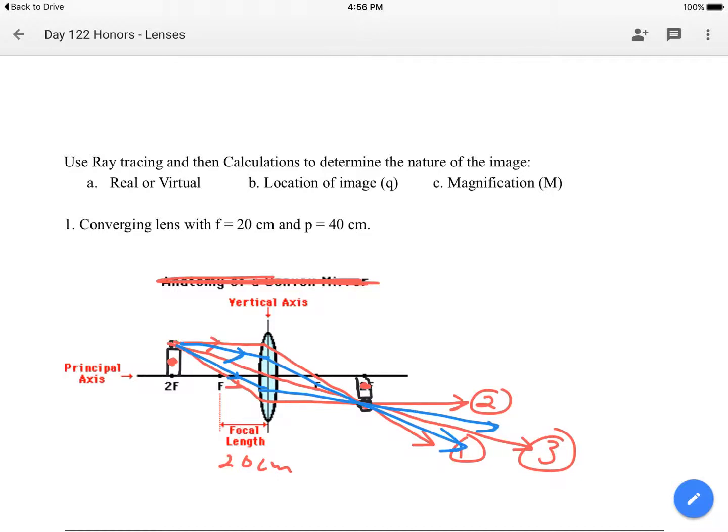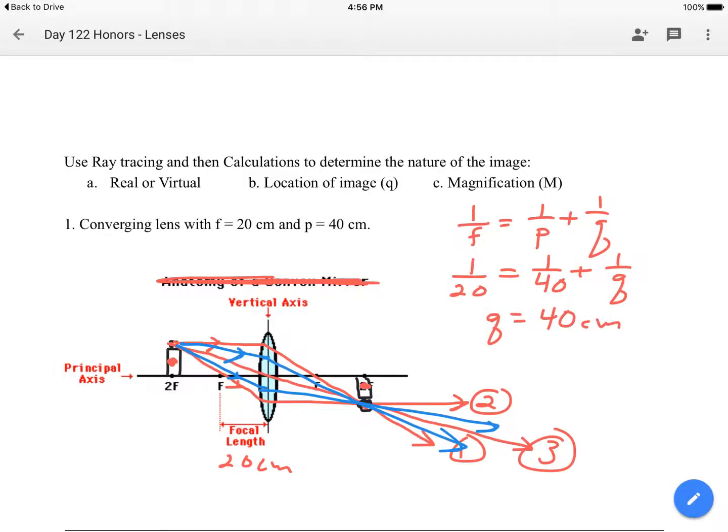Once again, basically the same equation we use for mirrors will come into play here. 1 over little f equals 1 over p plus 1 over q. You can do this even if you didn't do the diagram. F here is given as 20, so 1 over 20 equals 1 over 40. These are all in centimeters, make sure they're all in the same units, plus 1 over q. If you do the math here, q comes out to be positive 40 centimeters. This is enough to really describe almost all the things we need to know about our image.